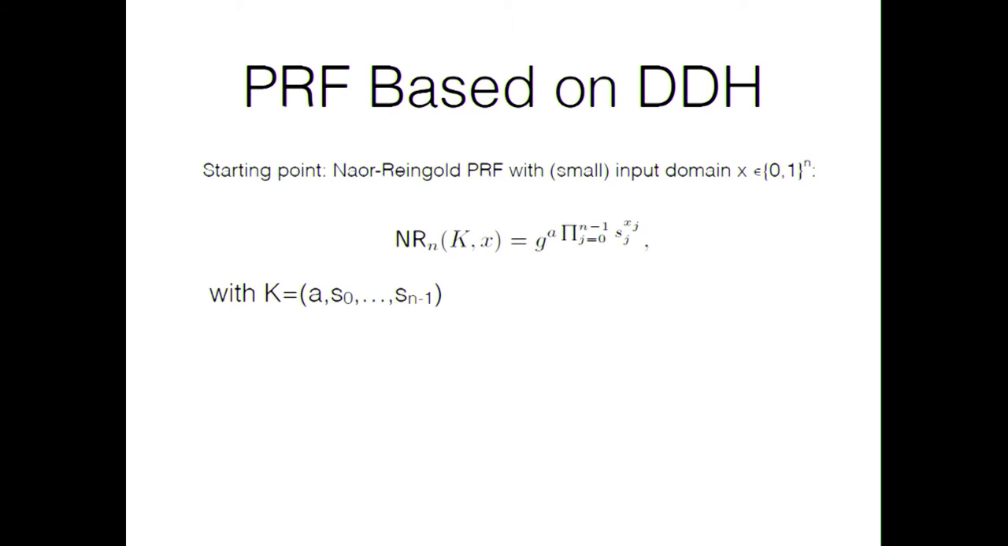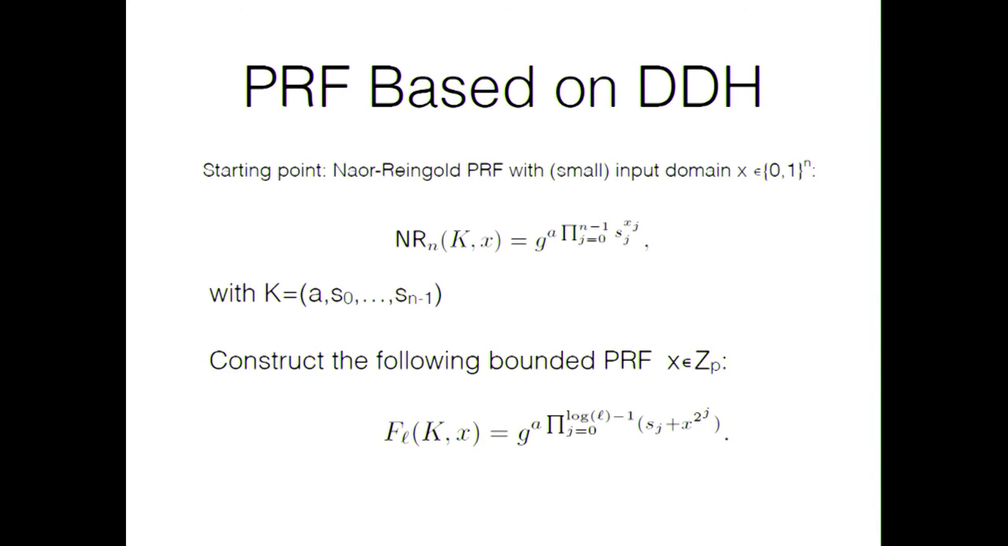Well, the key of the Naor-Reingold PRF consists of n elements, a, s_0 to s_1, all from Z_p. And what you do is you basically compute this value here. So you raise g to the a, and depending on the binary input x, you choose the value s_j. So you can basically think of it as a tree where the s_j are the nodes. Depending on the path of the tree, the bit basically selects which value is chosen here. So this is our starting point.